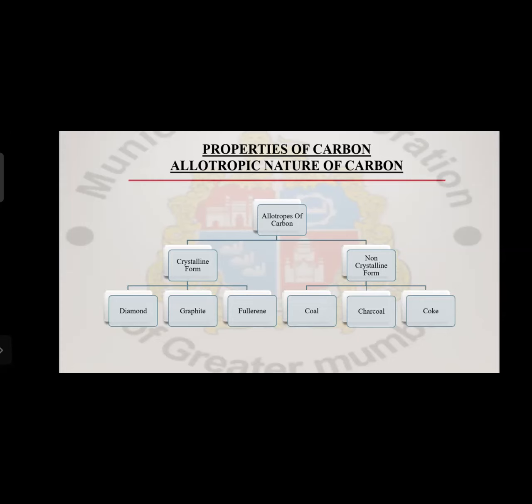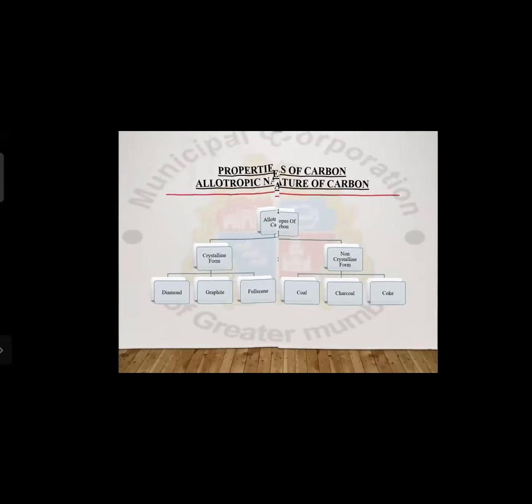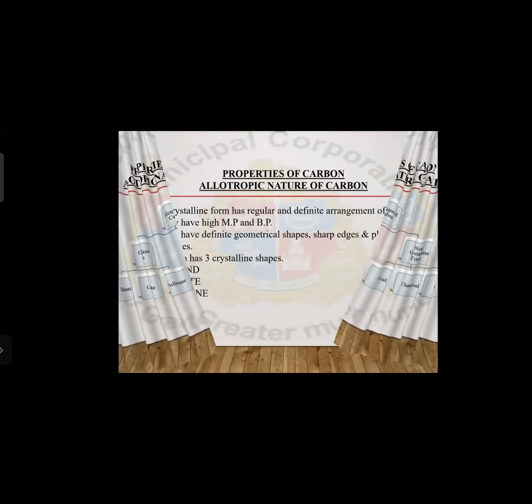we'll get to know their properties, and why they are called crystalline forms of carbon. Simple: the crystalline form of carbon has a regular and definite arrangement of atoms. On page number 139, one picture of diamond has been given. I am also showing you diamond now. Let me tell you about the allotropic nature of carbon. I will tell you about the crystalline forms of carbon and their properties. The crystalline forms have a regular and definite arrangement of atoms.